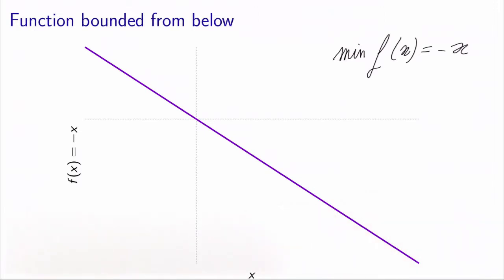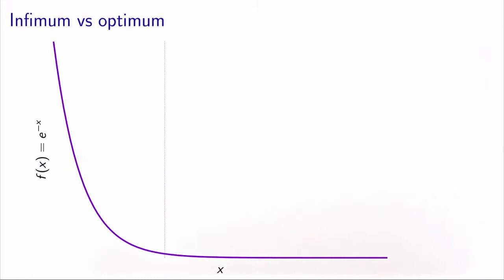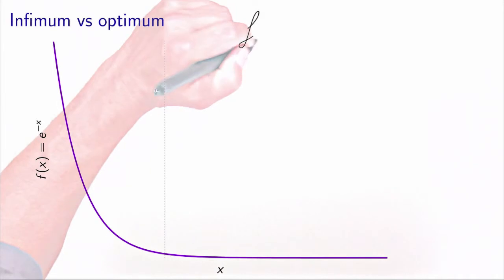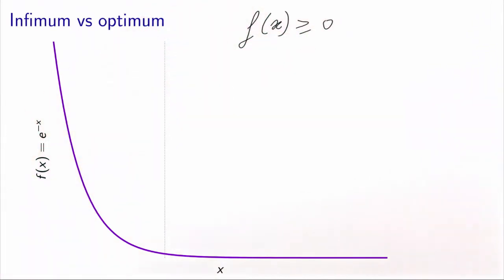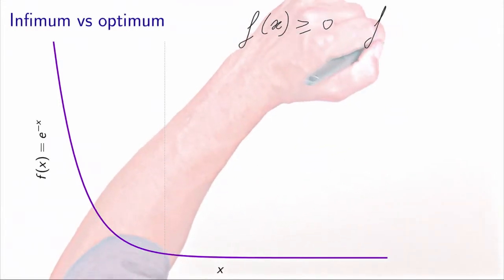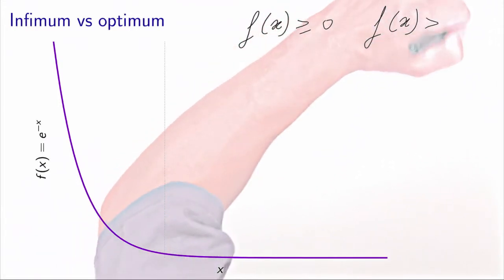For an optimization problem to be well defined, we need the objective function to be bounded from below inside the feasible set. The fact that the objective function is bounded from below is not sufficient to make sure that the problem is well defined. And in order to illustrate that, let's take this example where f of x is equal to e to the minus x. In this case, f of x is bounded from below because f of x is always non-negative. Actually, in this case, f of x is strictly greater than 0.